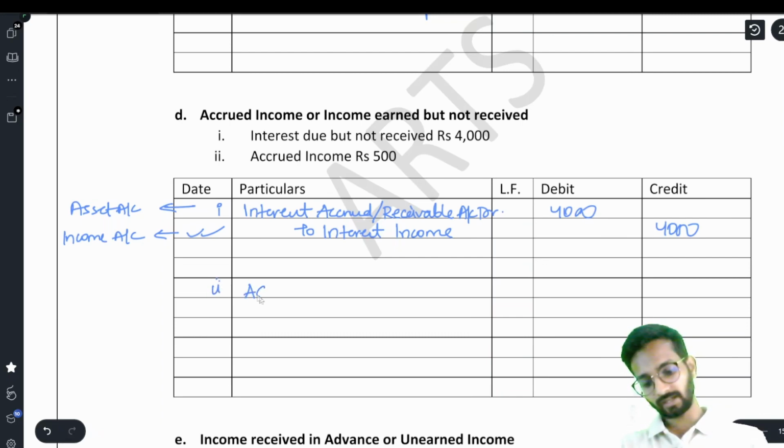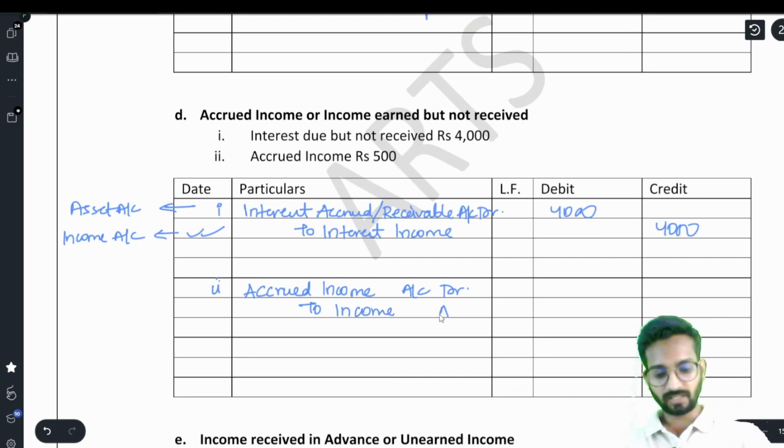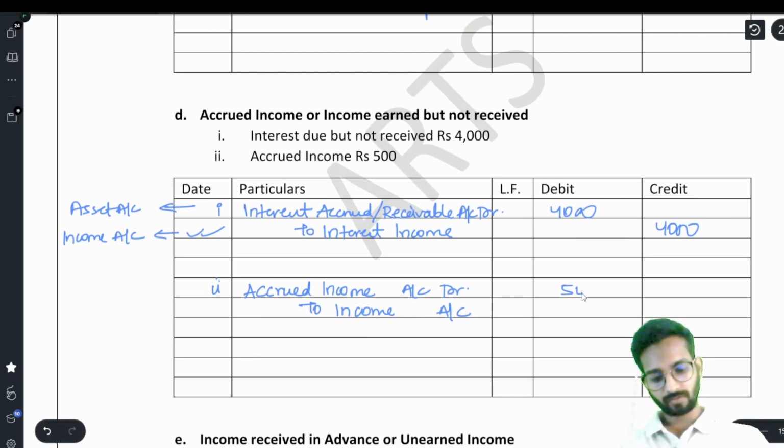Now, the second point is accrued income, 500 rupees. So you can directly write accrued income account debit to income account. If they mention the name of the income, we can mention the name here, to this income or to interest income, whatever. 500.